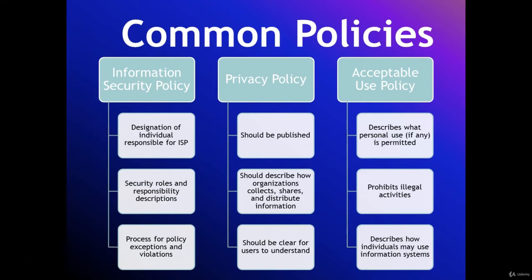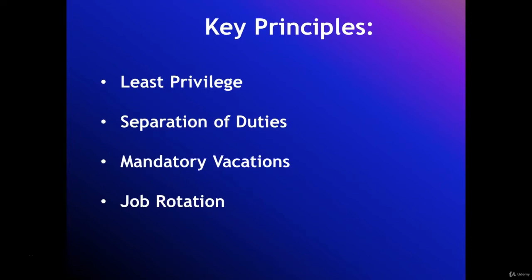Another type of policy that is commonly found is an acceptable use policy. Acceptable use policy describes what personal use, if any, is permitted, prohibits illegal activities, and describes how individuals may use information systems. For example, let's assume an employee at a credit card call center is using the computers to surf the internet on his or her lunch hour. Does the acceptable use policy clearly allow or prohibit this? These policies are among the most common that are found to safeguard information security.